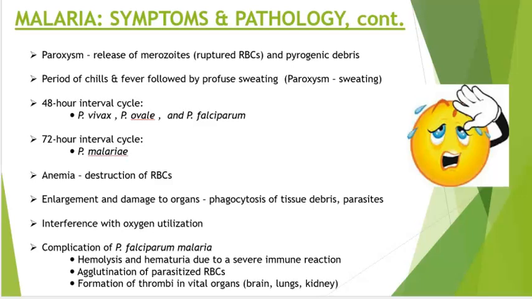Complications with Plasmodium falciparum can lead to hemolysis and hematuria, or blood in the urine, due to a severe immune reaction. Also, agglutination of parasitized red blood cells, so they might start sticking together. Also, formation of thrombi or clots in your vital organs, like your brain, lungs, and kidneys. So, patients that have malaria tend to feel pretty rough, as you can see by these symptoms.